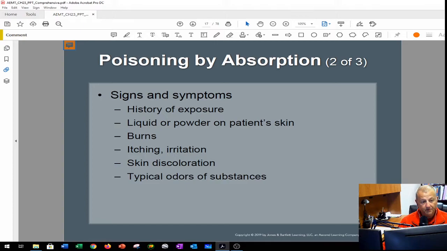Signs and symptoms: burning, itching, right? Skin discoloration, burning, redness, those sorts of things. And when we talk about organic phosphate, there's a whole set of symptoms there that we'll talk about in a second.